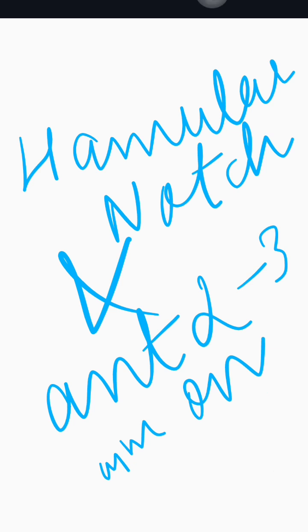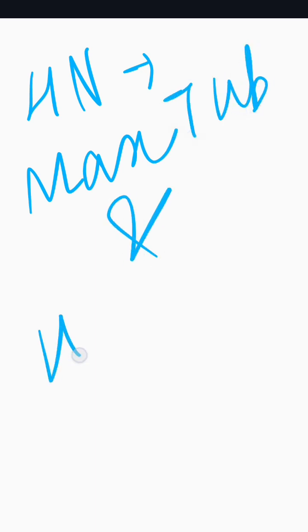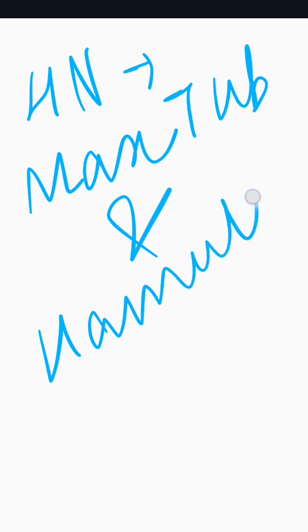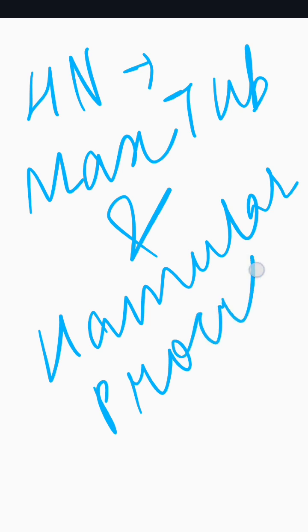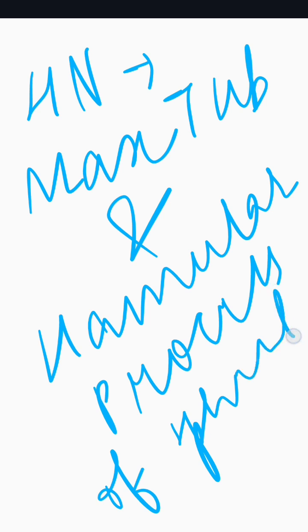Now you will ask me what is the hamular notch and where it is present. So the hamular notch, I am writing it as HM. Sorry, the hamular notch is present between the maxillary tuberosity and the hamular process of the sphenoid bone, right?